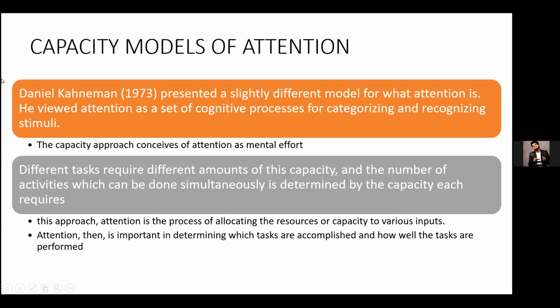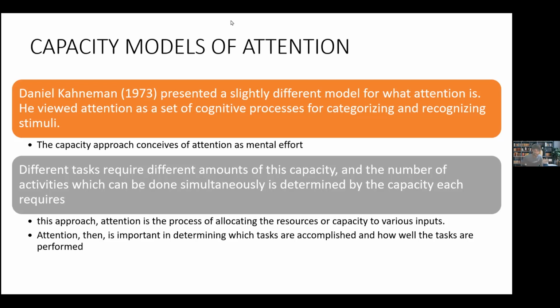Right. So we have something called the capacity model. We have a limited capacity to process information, so the amount of information that we take in is not entirely processed. We cannot process everything in a visual field; we only process limited things.